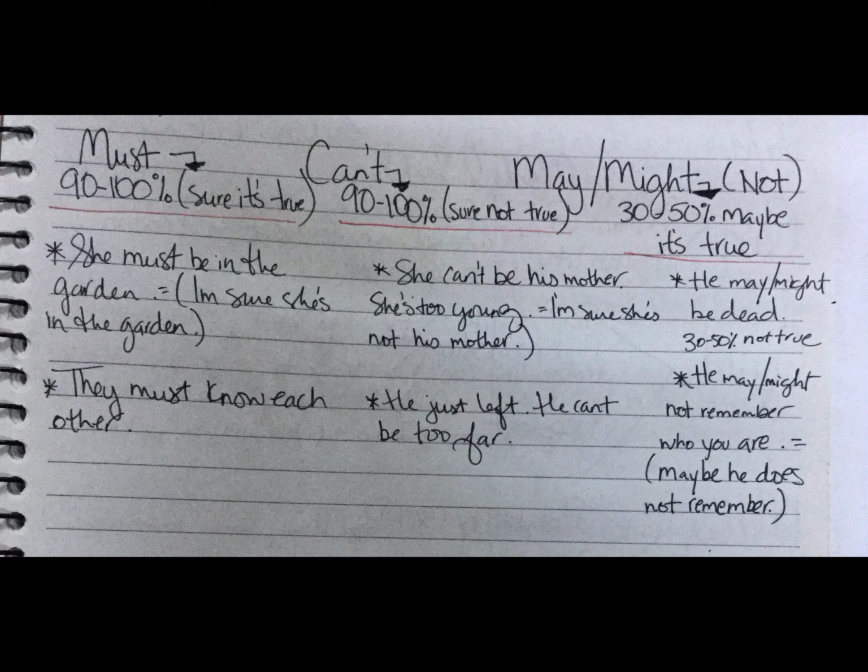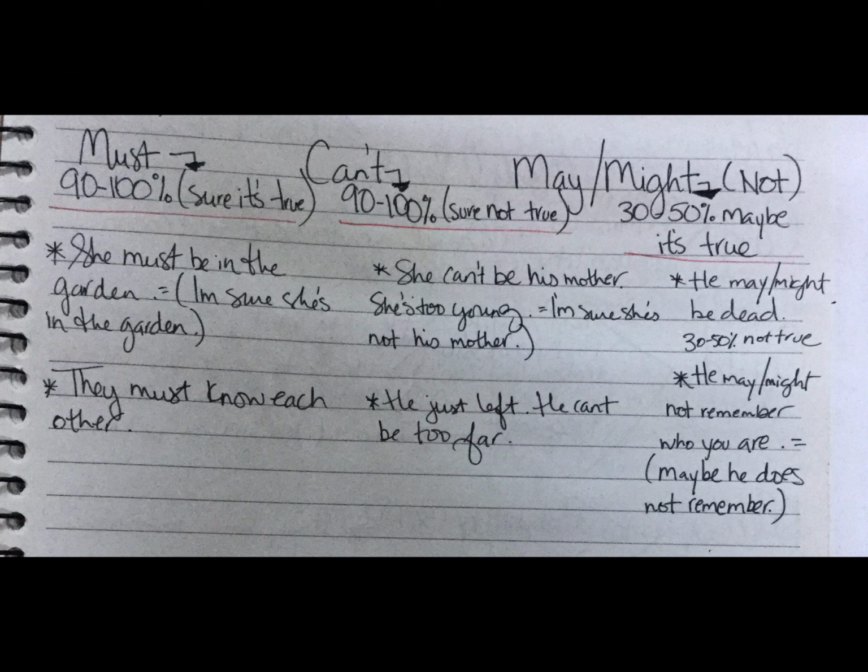Here I have must, can't, may, and might. When we use must in a sentence, we need to know that we are 90 to 100% sure it's true. I've given you some examples. She must be in the garden, or I'm sure she's in the garden. So you are 90 to 100% sure that she is in the garden. The next example is they must know each other. You have a great idea, 90 to 100%, that they know each other.